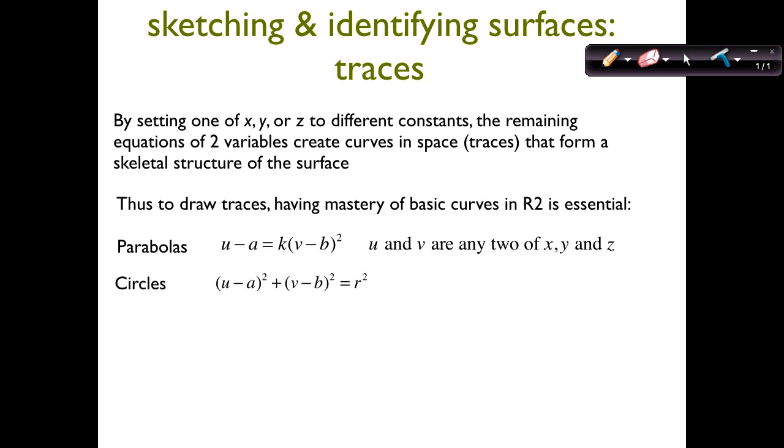Circles are just like spheres, but with one less dimension. Again, u and v could be any of x, y, and z. Ellipses, again, are like an ellipsoid but in two dimensions. u and v could be any two of x, y, and z.